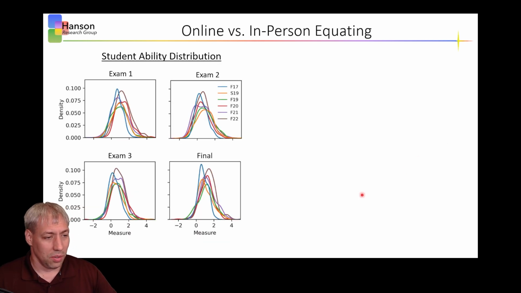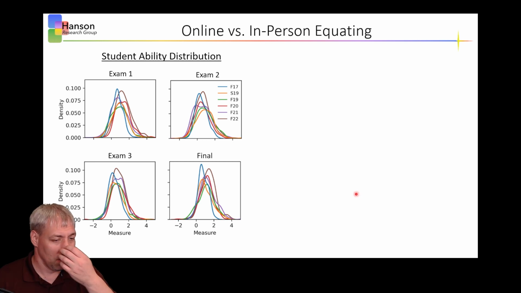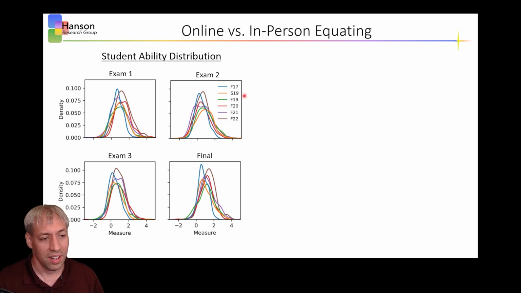And so the other thing we can do is look at student ability over the various different semesters. And again, if there's a profound prevalence of cheating, you'd expect the ability of the online students to be much higher than the in-person students. And that's just not what we saw. And so here you can see across exam 1, 2, 3, and the final, the various different semesters, it's all over the place. And so it's kind of hard to look at and analyze in this form.